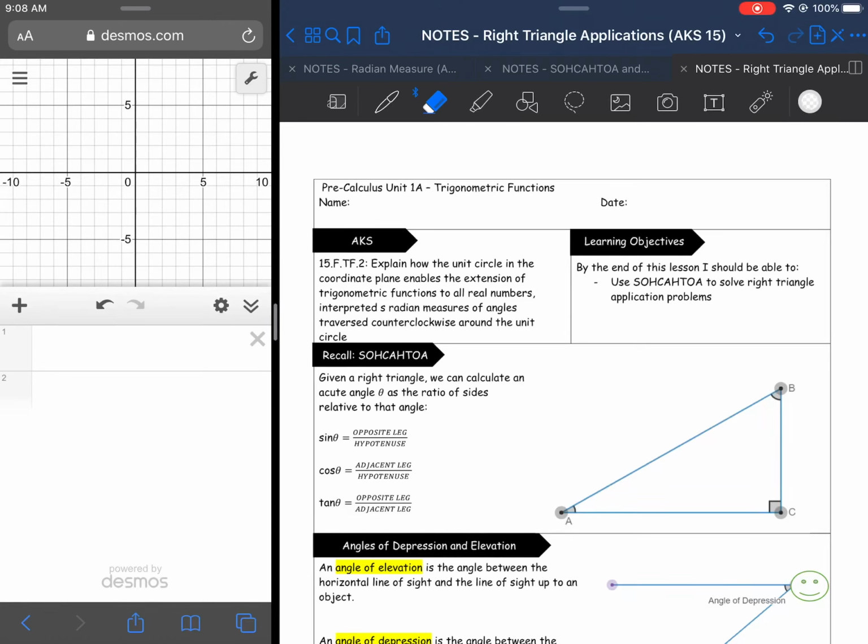In today's video, we're going to be using right triangle trigonometry to solve application problems. Let's go ahead and get started.